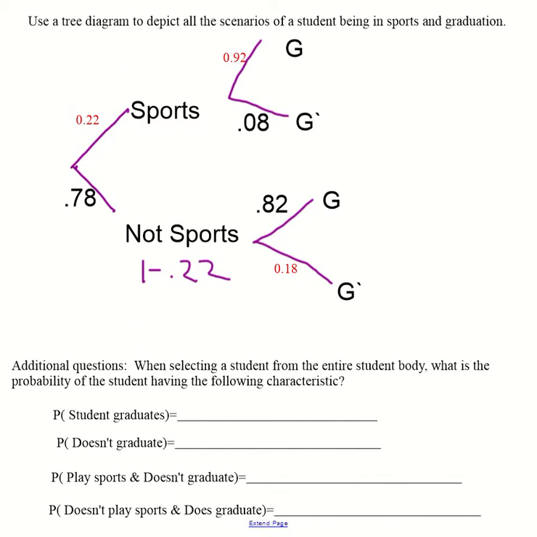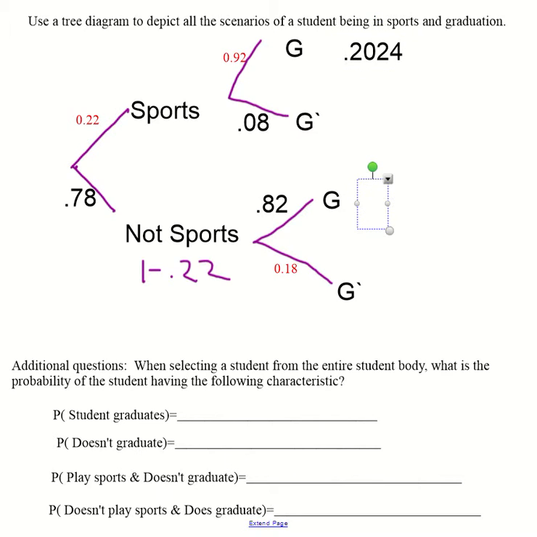Some additional questions. When selecting a student from the entire student body, what is the probability of the student having the following characteristic? What is the probability that a student graduates? Alright, so to find the probability that a student graduates, we first need to find out all these different event probabilities. So, remember, we multiply through to get them. 0.22 times 0.92, those are our graduating students, we get 0.2024. Here's our other graduating students right here.